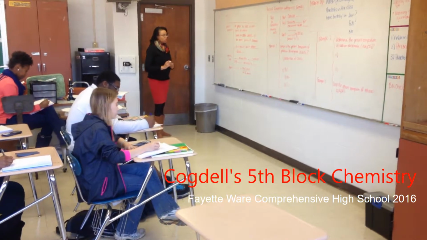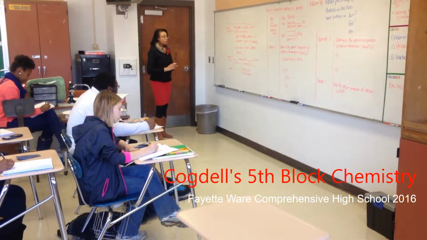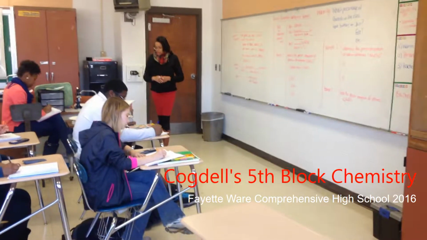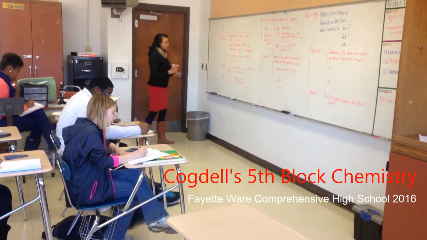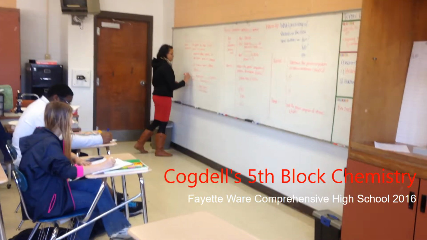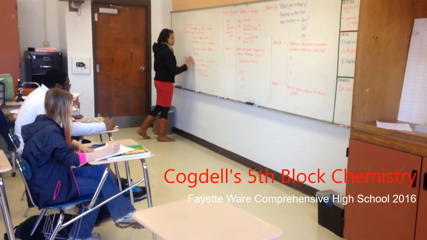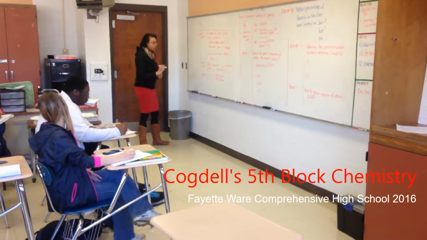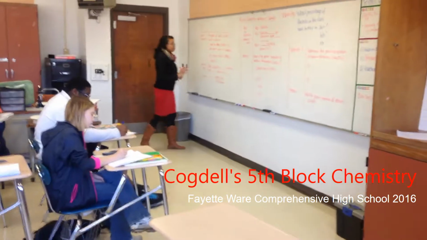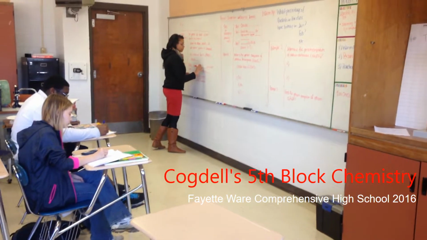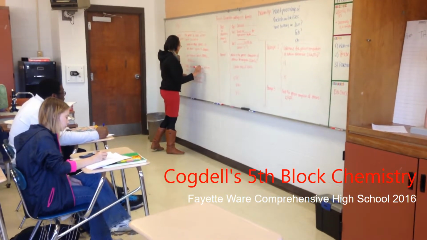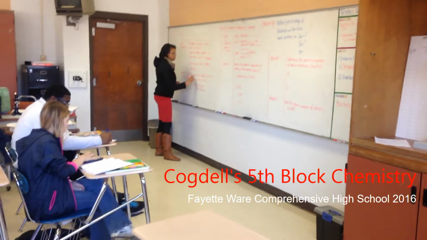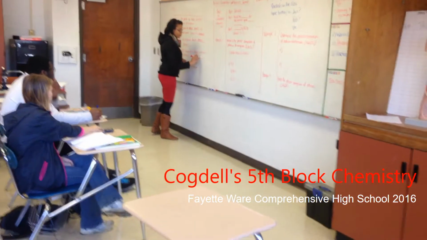Percent composition can be determined from its chemical formula or its molar mass. To find the percent by mass, you divide the mass of the element by the mass of the compound and multiply it by 100.